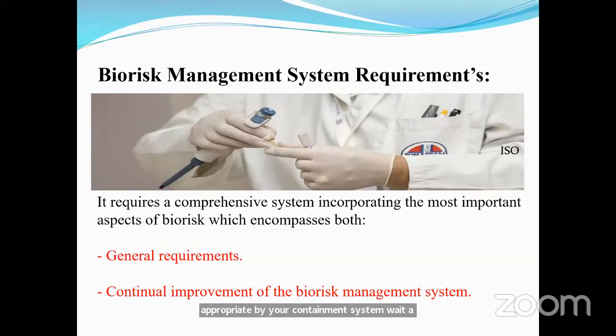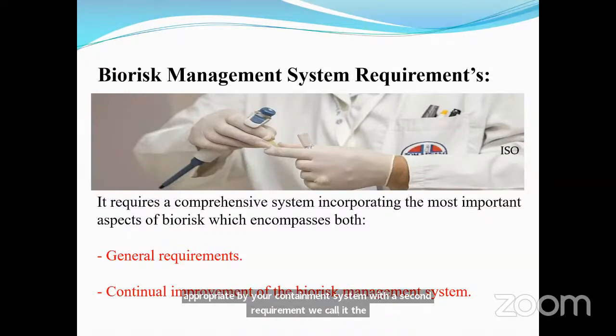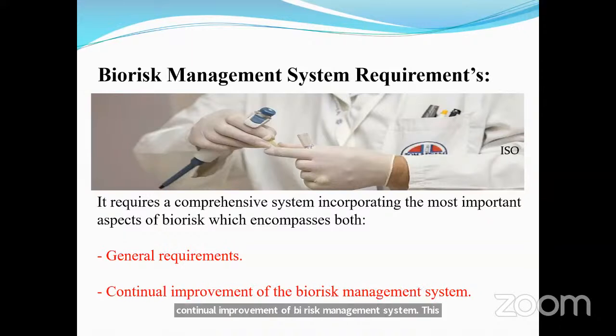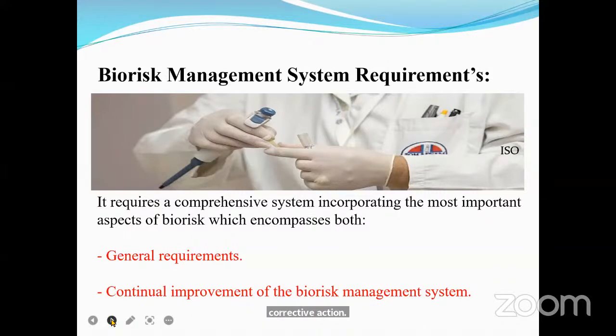The second requirement we call the continual improvement of the biorisk management system. This is the only way to develop and achieve improvement in our system. It should be through the use of established policies, objectives, self-audit programs, analysis of self-audit results and data, risk assessment, and corrective action. And please don't forget the management review. It's the most important part in this step.